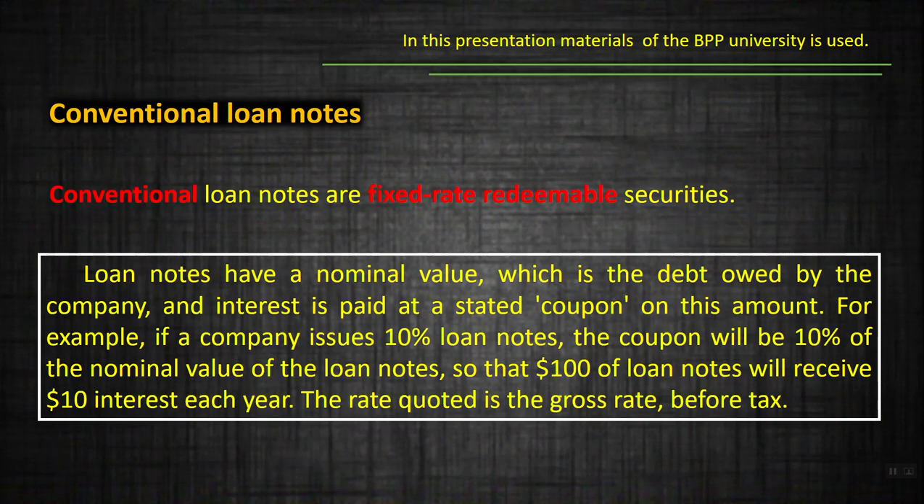Conventional loan notes are fixed redeemable securities. Loan notes have a nominal value, which is a debt owed by the company, and interest is paid at a stated coupon on this amount. For example, if a company issues 10% loan notes, the coupon will be 10% of the nominal value of the loan notes, so that $100 of loan notes will receive $10 interest each year. The rate quoted is the gross rate before tax.